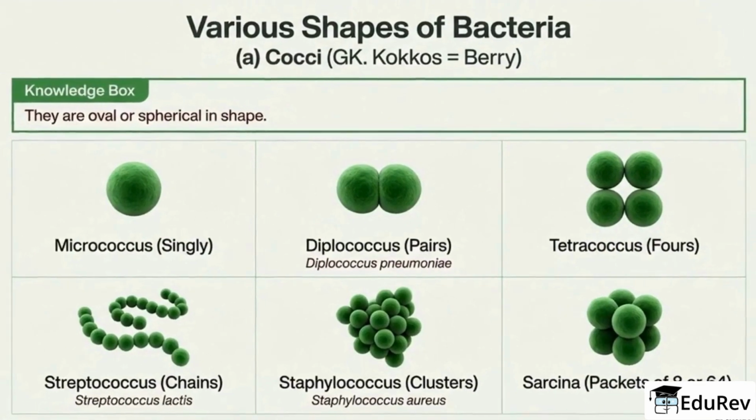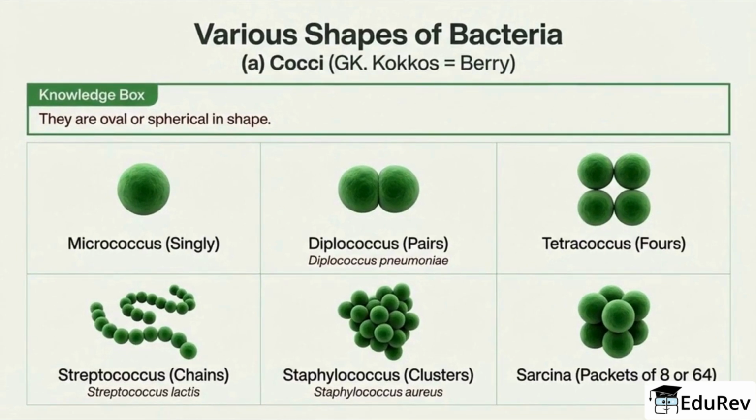Shape is a helpful way to start identifying bacteria. Cocci are spherical or oval cells. They can appear singly as micrococcus, in pairs as diplococci, in groups of 4 as tetracocci, in chains as streptococci, in clusters as staphylococci, or in packets called sarcina. Familiar examples include Streptococcus pneumoniae and Staphylococcus aureus, which differ in arrangement and clinical behavior.